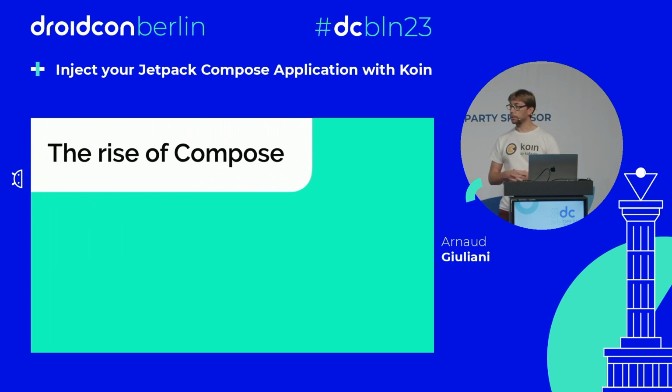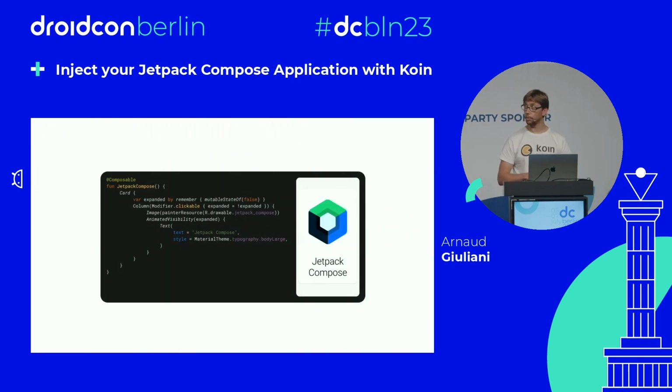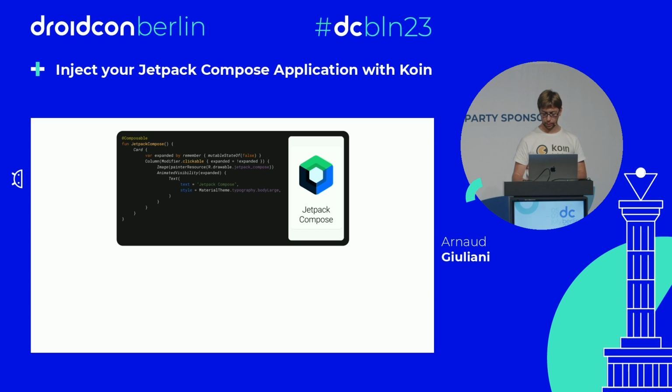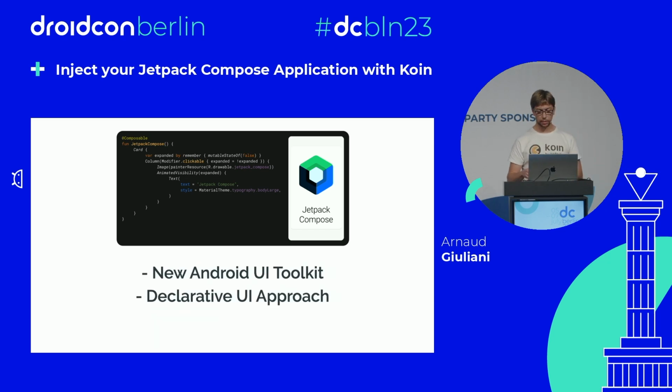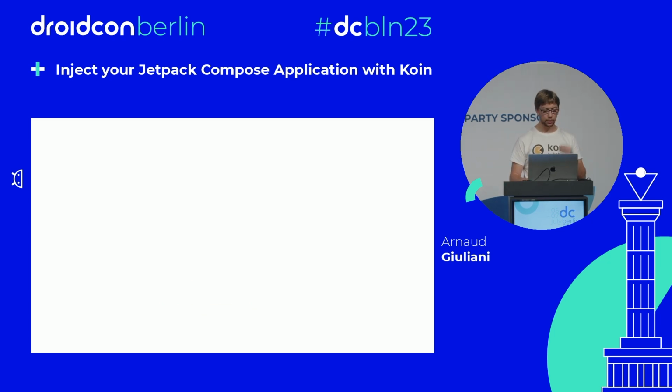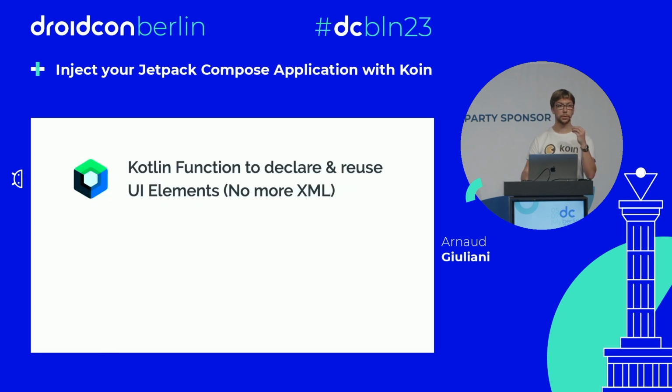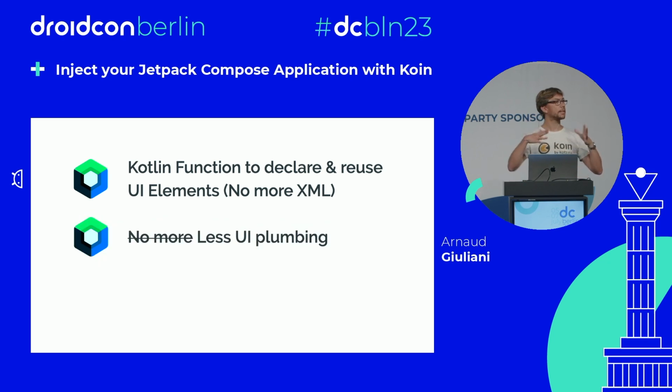And let's talk about Compose. Perhaps one of the famous first code snippets that you have seen is really the launch of the new UI toolkit from Android, which is really the new declarative UI approach, and everything is Kotlin. That's great. And behind that, what does it mean? It means that you can write Kotlin functions to declare all your UI, with less UI plumbing. You need a bit of plumbing, but clearly it's making our life easier.